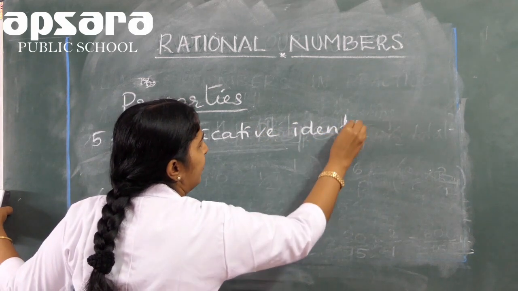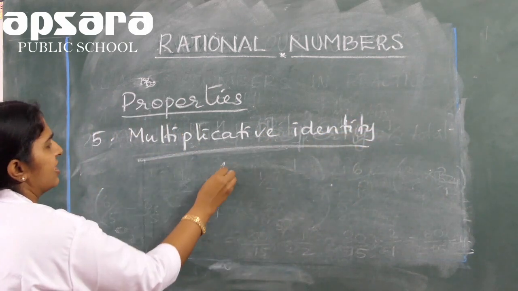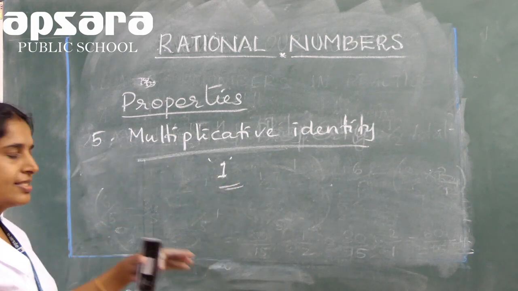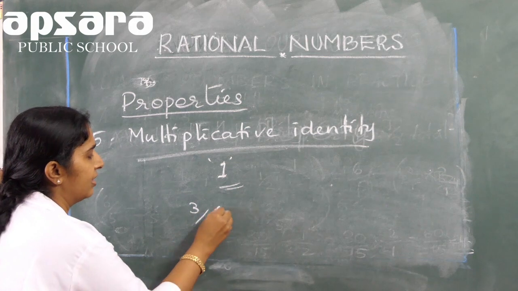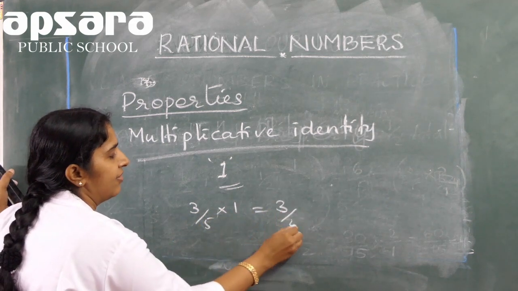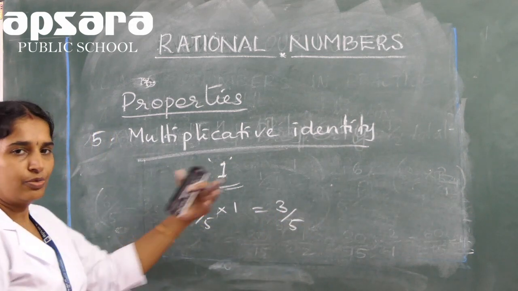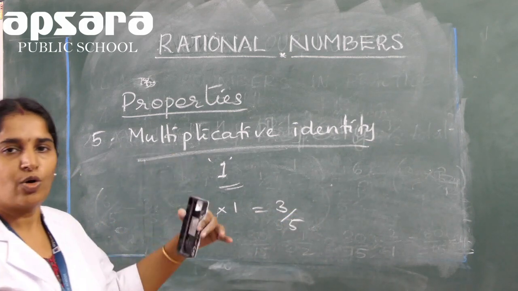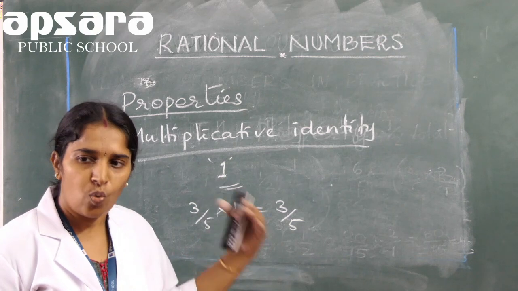One is the multiplicative identity for rational numbers. When you multiply a rational number by 1, you will get the same rational number. 3 by 5 into 1, same 3 by 5 you will get. 6 by 2 into 1 will give the same answer, right? So additive identity is 0, multiplicative identity is 1.